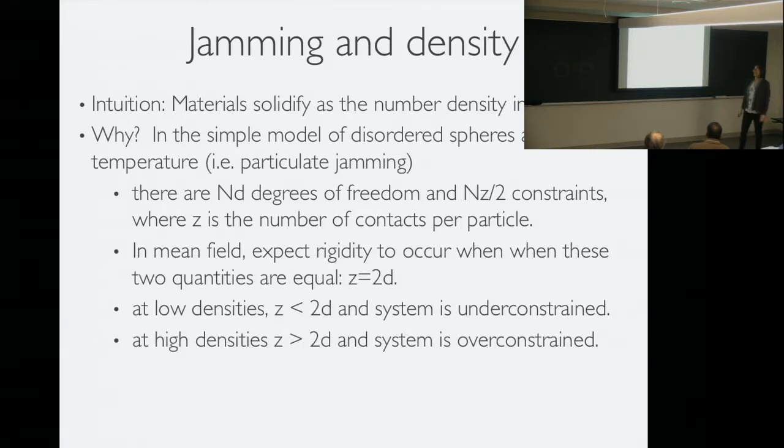So our intuition is that materials solidify as I increase the density of the system, right? And in disordered systems, it's actually not completely trivial how that works. So in disordered spheres at 0 temperature, which is called particulate jamming, the way it works is that there are n times d degrees of freedom, and these particles are squishy spheres or hard spheres, and they make constraints with other particles. And so there are n times z divided by 2 constraints. So z here is the number of contacts per particle, and I divide by 2 because the particles share a contact. Same radius? Yeah, this is a same radius monodisperse.